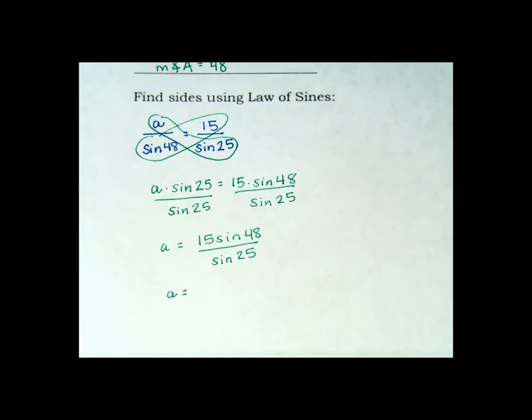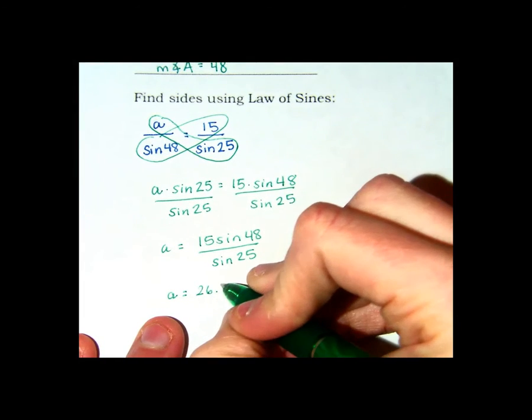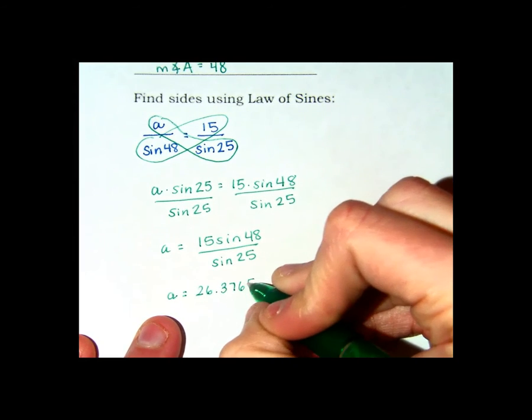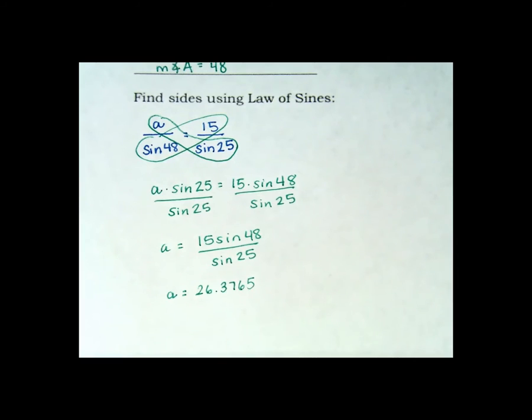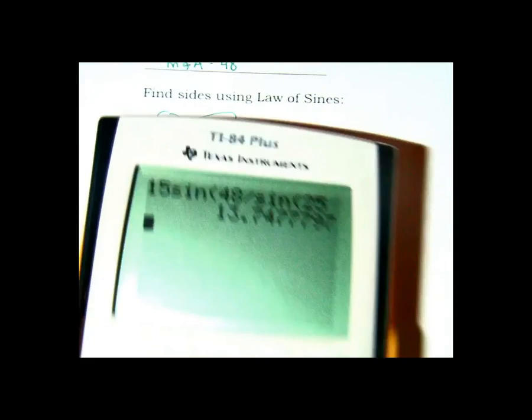4 decimal places. You got what, 26? Somebody get anything different? I got 13.7477797.